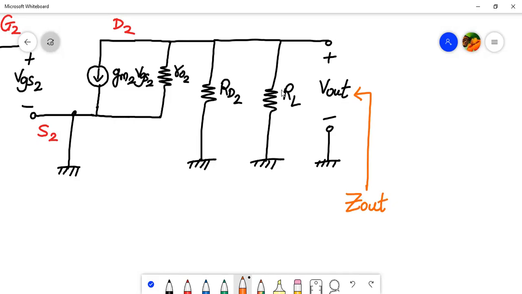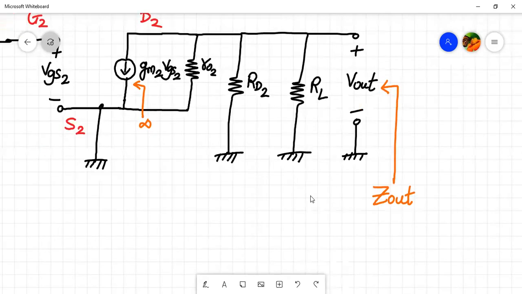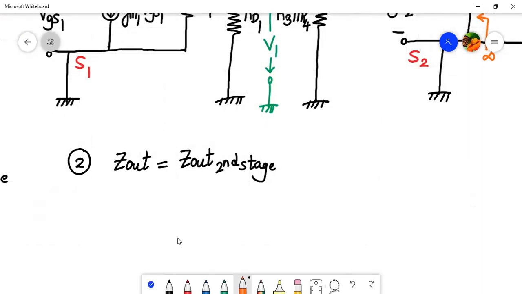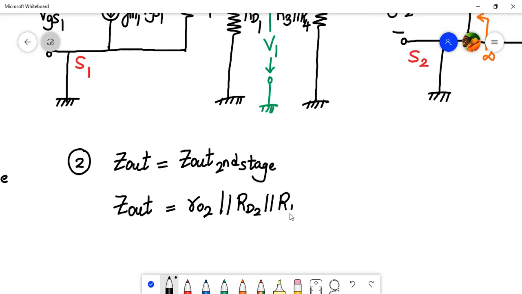Now, what do you see over here? You will see RL, capital RD2, and small RO2. And then the input impedance offered by the current source will be infinite. So the Z out will be small RO2 parallel to capital RD2 parallel to RL. So let us write it down. So over here we will have Z out, which will be RO2 parallel to capital RD2 parallel to RL. So this will be the output impedance of the given cascaded amplifier.